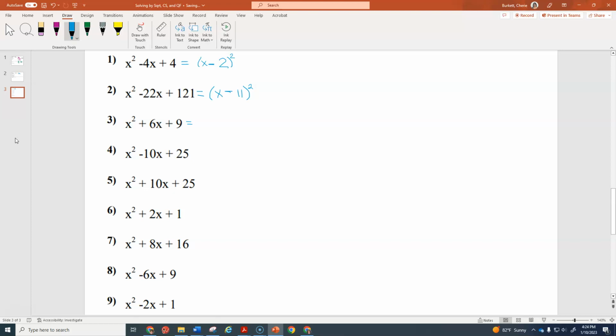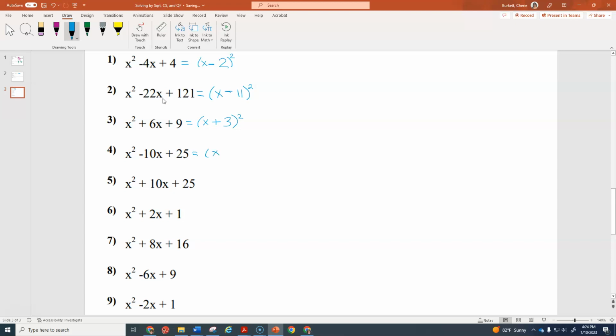x squared + 6x + 9. The root of x squared is x, there's a plus sign in front of the 6, so there'll be a plus sign right there. The root of 9 is 3. Check to make sure the middle term is correct. 3 times x is 3x, doubled gives me 6x. So the factored form is (x + 3) squared.